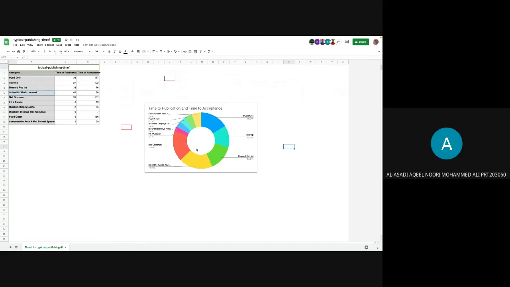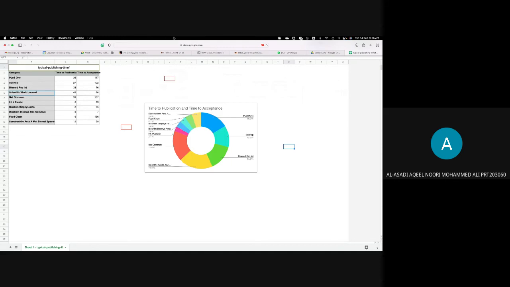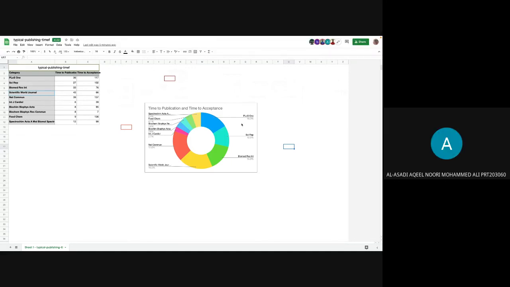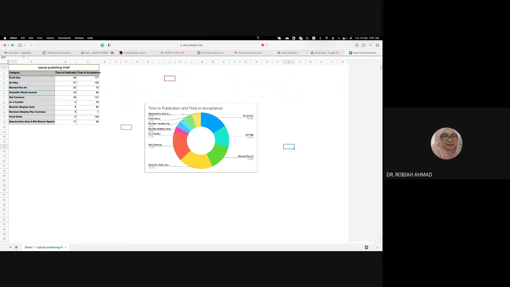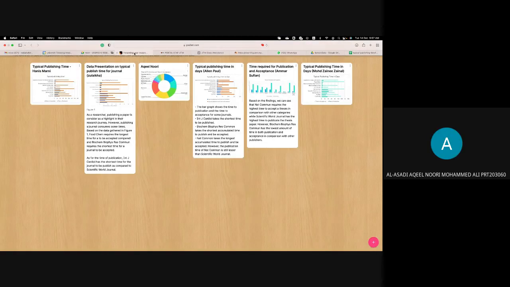Usually when we have donut charts, this will be in percentages. This is not in percentages, so it is not suitable for this type of chart. Donut chart is not okay. So let us look at the other charts.